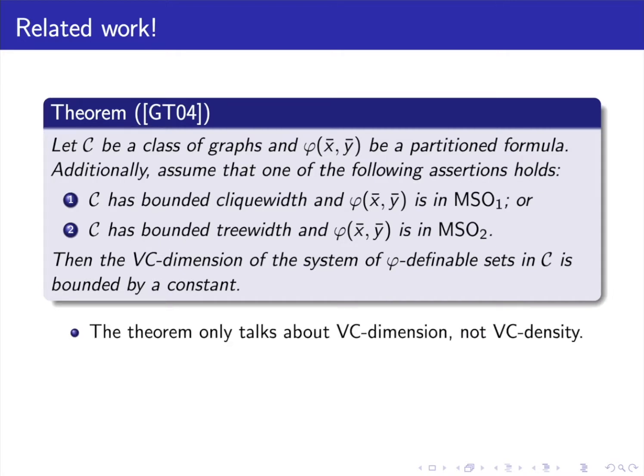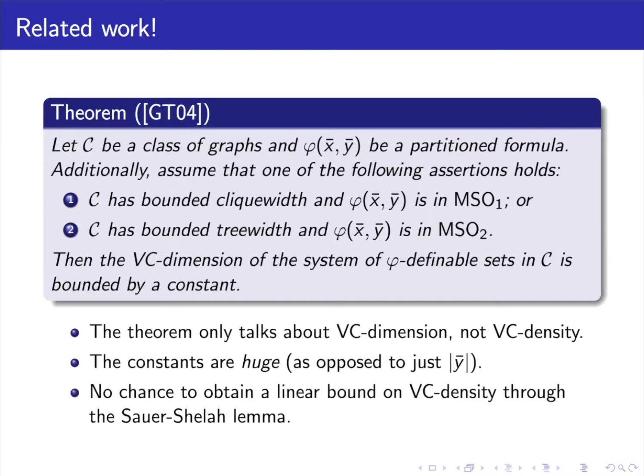In particular, the theorem only talks about VC dimension and not density, and the constants that are mentioned in the theorem are pretty huge. So if we just use the Sauer-Shelah lemma, we would get something which is significantly worse than the bound we would normally obtain from the previous theorem. And so the question is, can we actually improve on this related work? But we already have some natural candidates, right? We have bounded clique-width for MSO1 and bounded tree-width for MSO2. Also, those graph classes are often connected with those logics, so those would be natural candidates nevertheless.